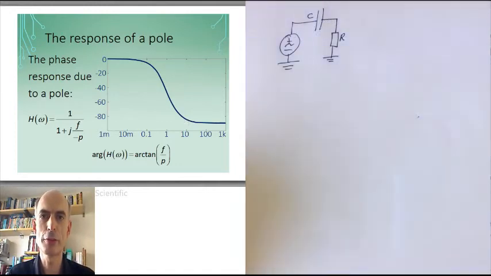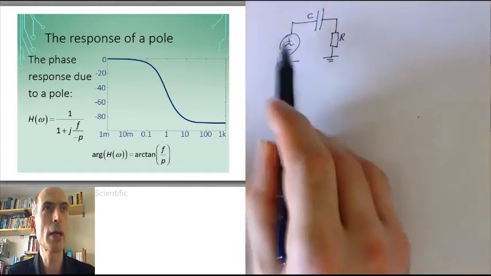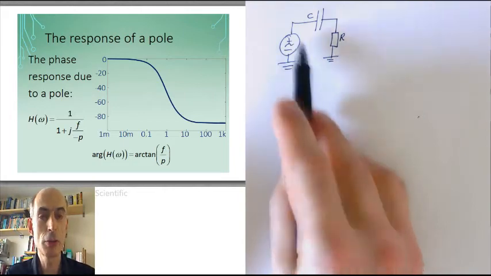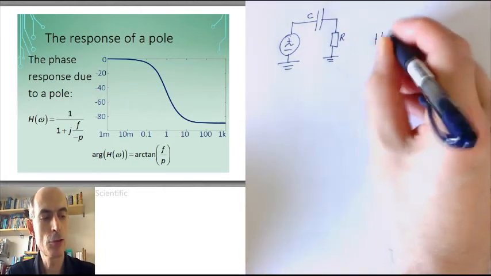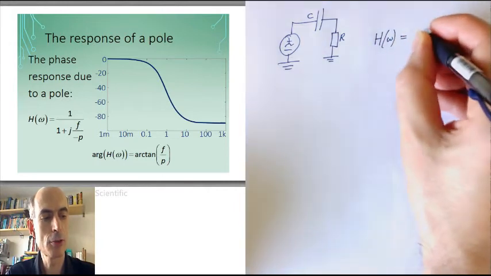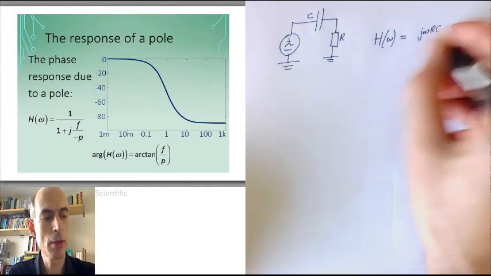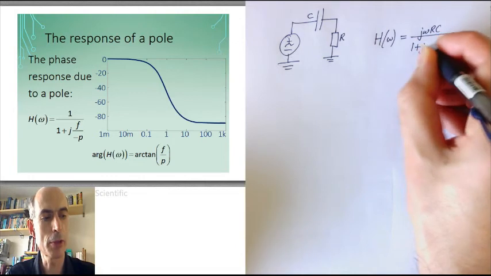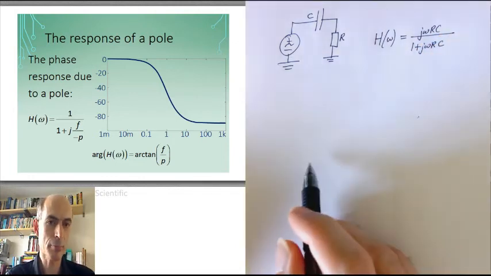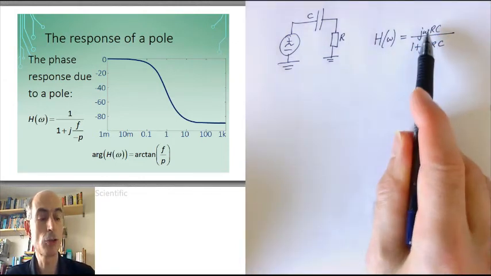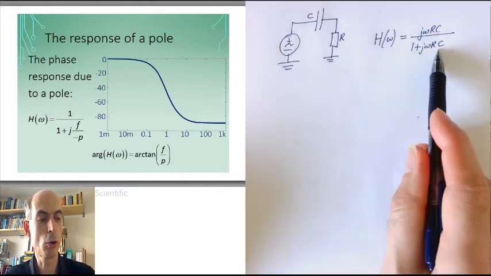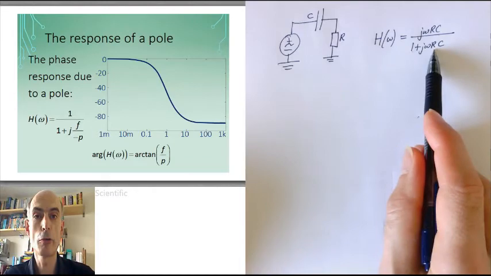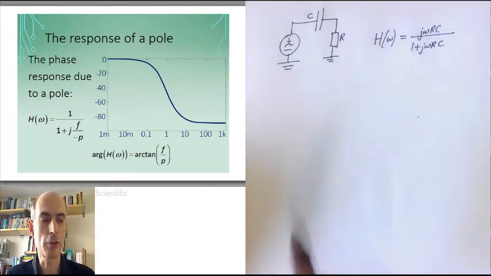I'll just do a simple example of this. Supposing we have this circuit here. We've seen before that the frequency response of this circuit, H of omega, is j omega RC over 1 plus j omega RC. It has a single zero at 0 Hertz, and it has a single pole at minus 1 over RC radians per second.